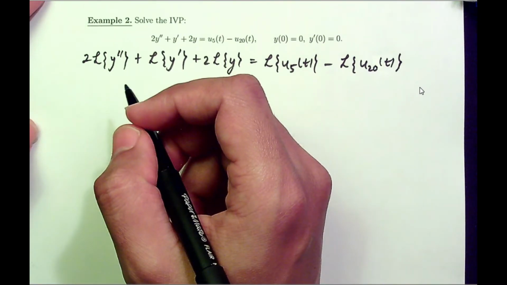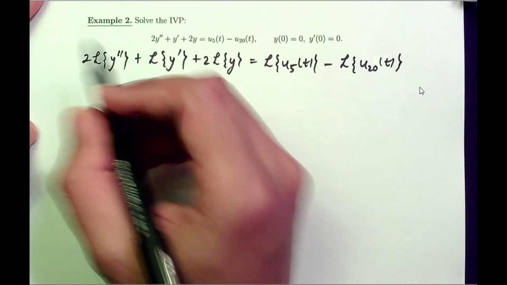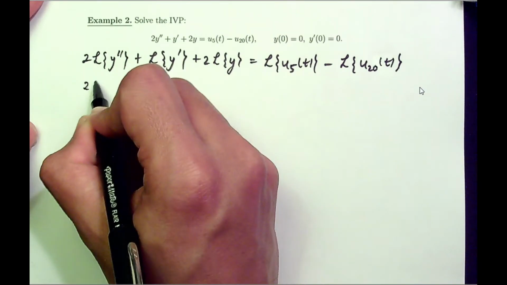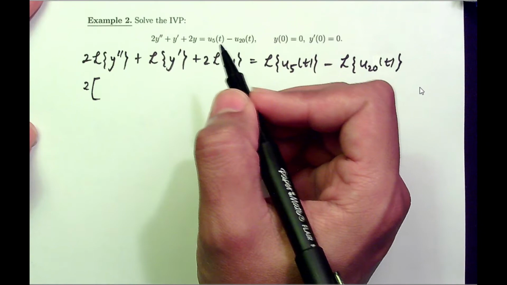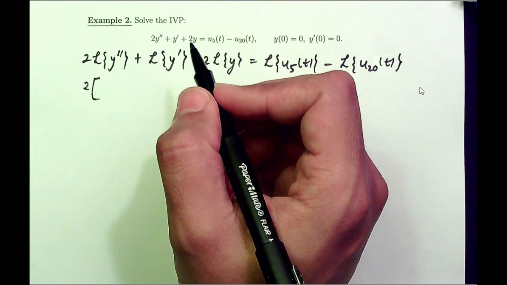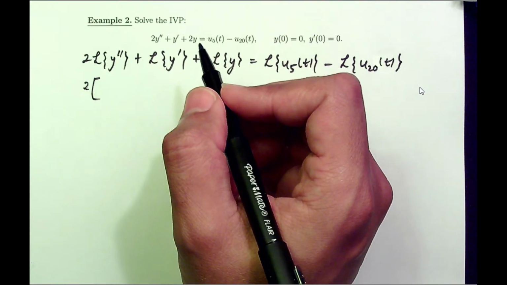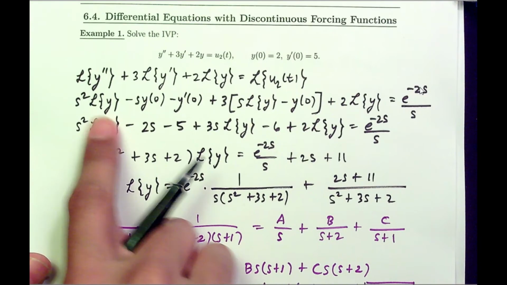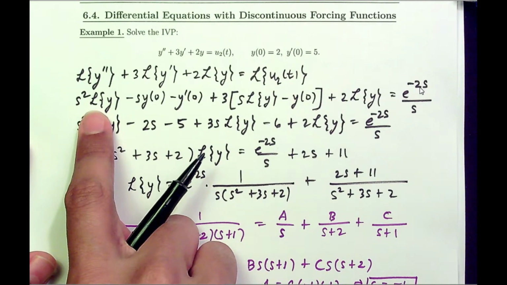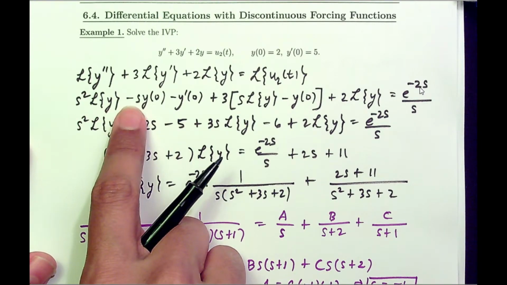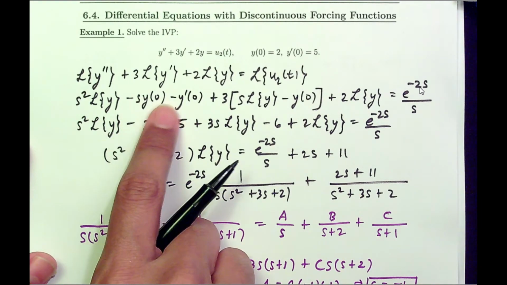Okay, so now let's do this. It's going to be 2 times, and this is again like in the previous one. So what is the Laplace transform of the second derivative? Right there. s squared Laplace transform of y minus s y of 0 minus y prime of 0.